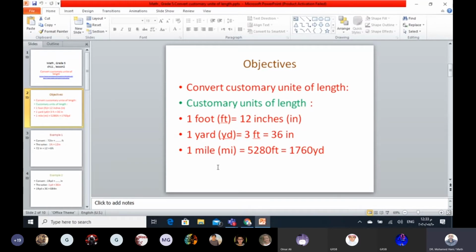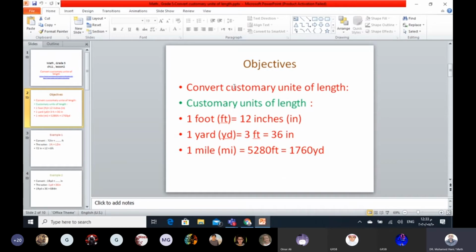The third one is to convert from the mile to the feet, or from the mile to the yard. The symbol of mile is mi. When you see mi, it means we have mile. So 1 mile equals 5,280 feet, or equals 1,760 yards. So here we have 3 rules, very important to memorize every day and keep. It's very important to convert the customary units of length.